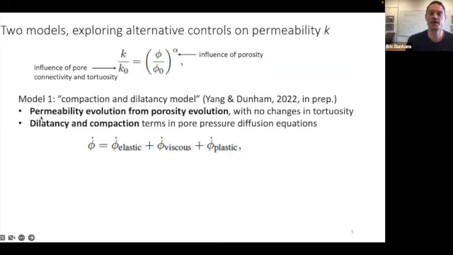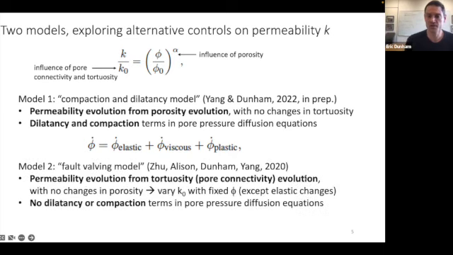And so in this case, we'll have permeability evolution solely coming from porosity evolution. So only through changes in phi, and we'll do it with this K naught, this tortuosity or pore conductivity parameter fixed. This model will not only include elastic porosity changes, but also viscous and plastic ones.